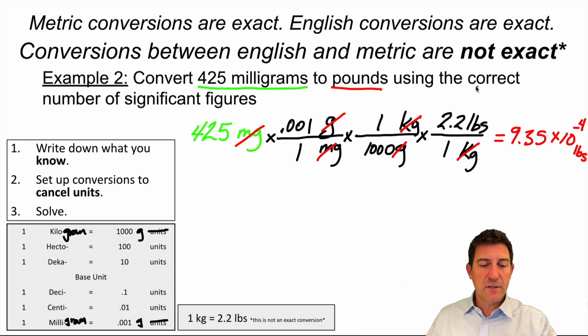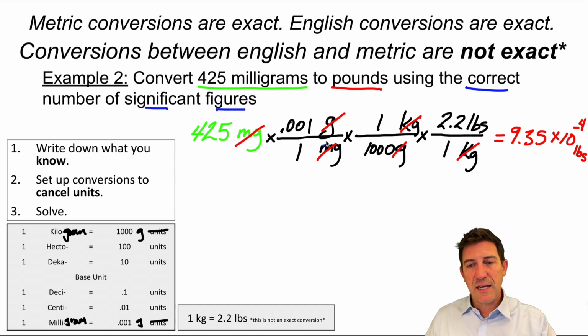Now, the point was to get the correct number of significant figures. With multiplication, I look at each part of the problem to figure out, do I need to round my answer, or are we okay with this?